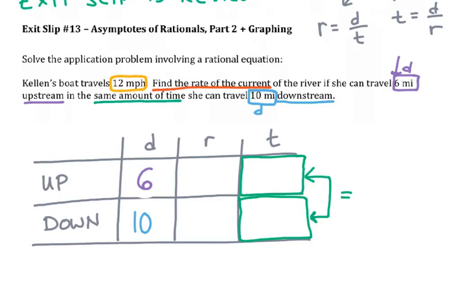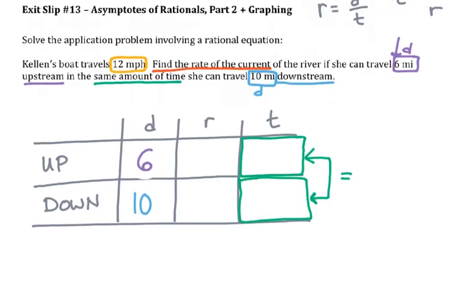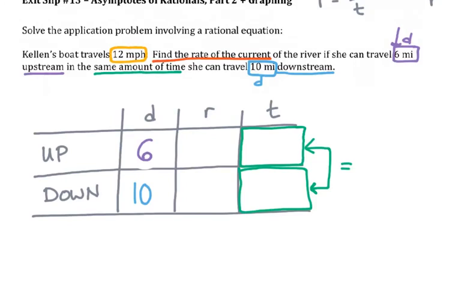So what we still need some help with is the rate. Now, in this particular problem, we know that the boat itself goes 12 miles per hour. So I can incorporate that 12 into the rate for both up and down. But what I don't know is the rate of the current. So we could let X be the rate of the current, or maybe just to do it a little different this time, I'm going to let C be the rate of the current. I'll use C for current, might as well.